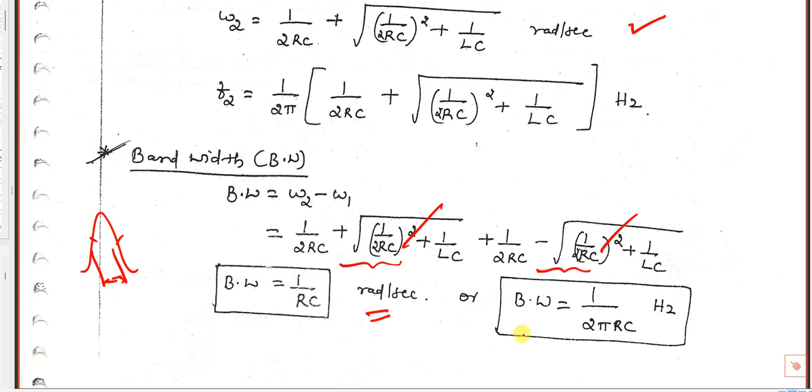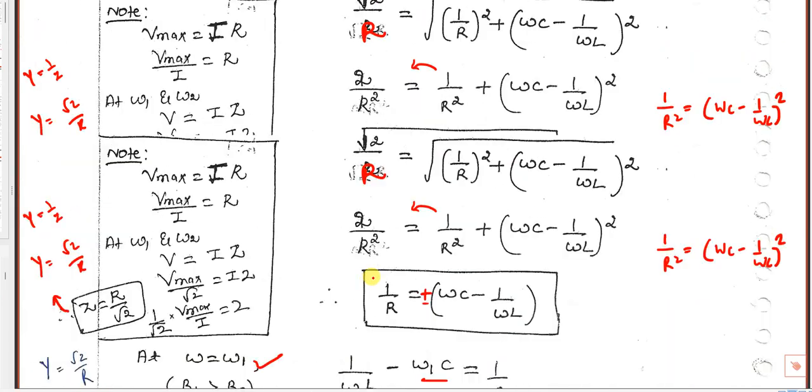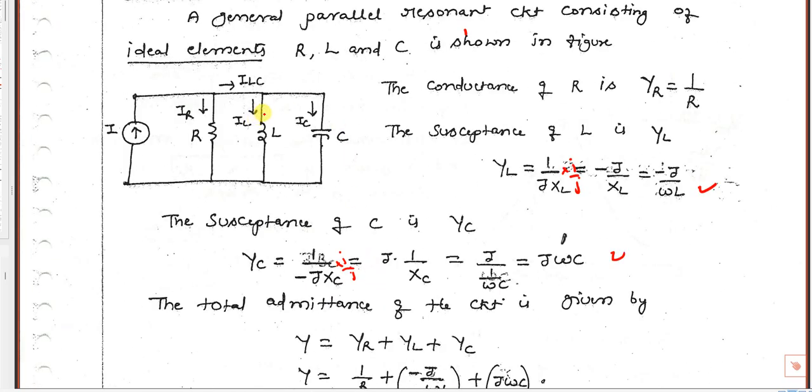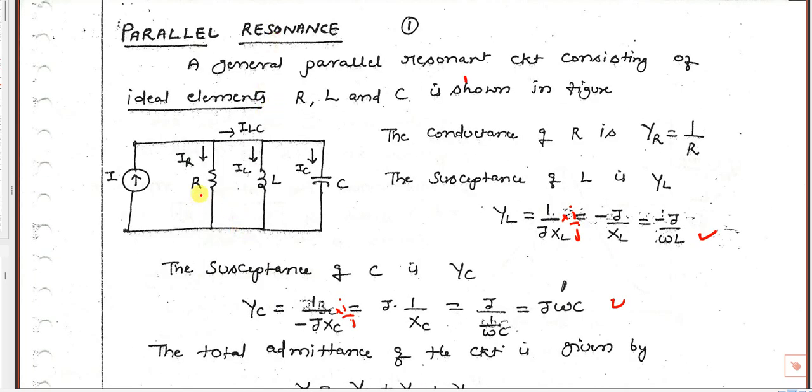In terms of frequency, bandwidth is divided by 2 pi, so 1 by 2 pi RC. This is omega 2 minus omega 1, and this is F2 minus F1. F2 minus F1 is equal to 1 by 2 pi RC. Omega 2 minus omega 1 is 1 by RC radians per second. This is the expression for omega 1 and omega 2 for a parallel resonance circuit with ideal elements.